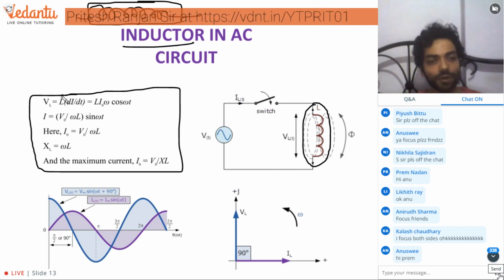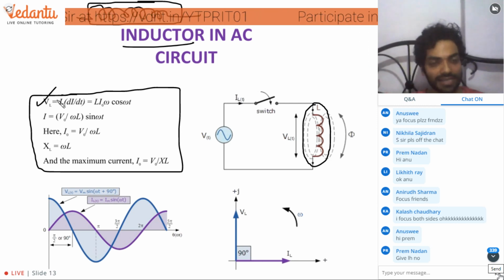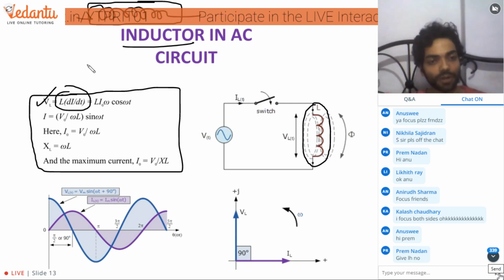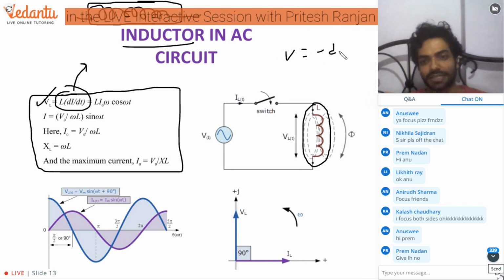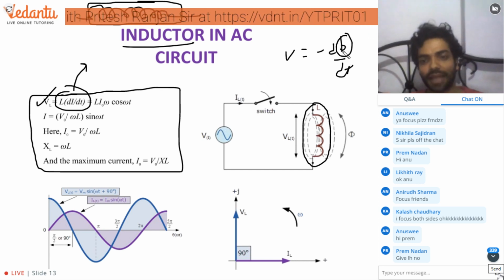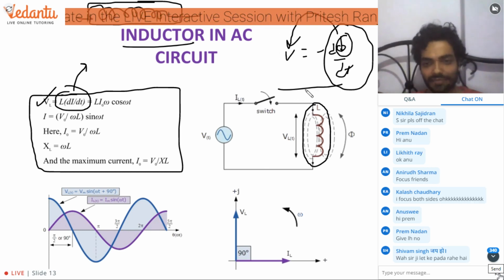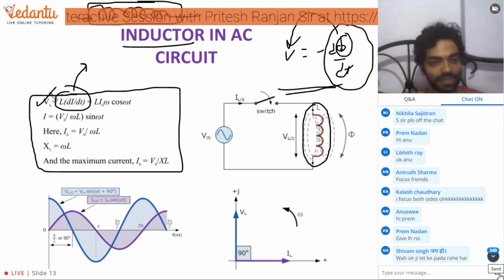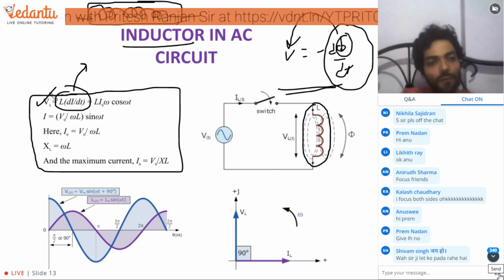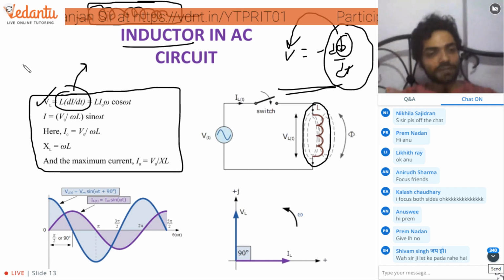VL is the voltage across the inductor, that is L di by dt. You could get this value using the voltage equals minus d phi by dt, where phi is the magnetic flux. So the rate of change of magnetic flux will induce an EMF inside this inductor. All these things will be clear. Do not worry about this. We will be covering it when we explore the phasors.